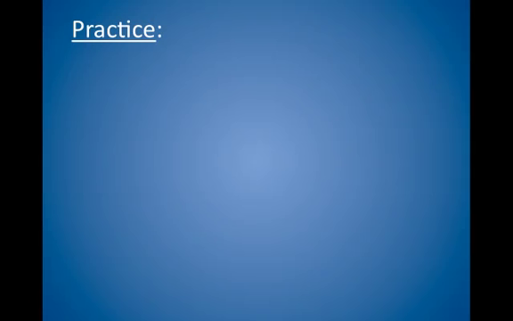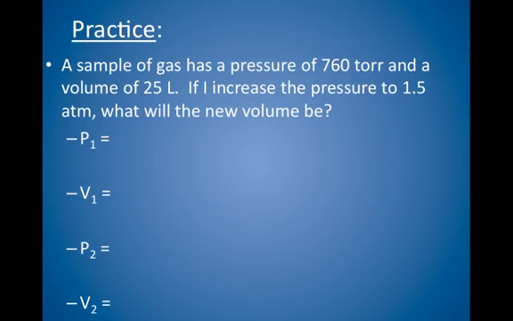Another practice opportunity. Here it is. I recommend you maybe give this one a shot without hearing me talk through it first to see if you're getting the hang of it. So pause the video and then check your answers as we go. So going through these one at a time, your initial pressure you're given is 760 torr, because that's the original, and it's at a volume of 25 liters. If the pressure is increased to 1.5 atmospheres, that's your second pressure. What will the new volume be?